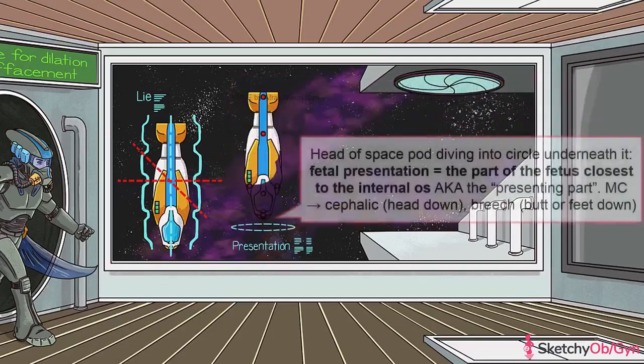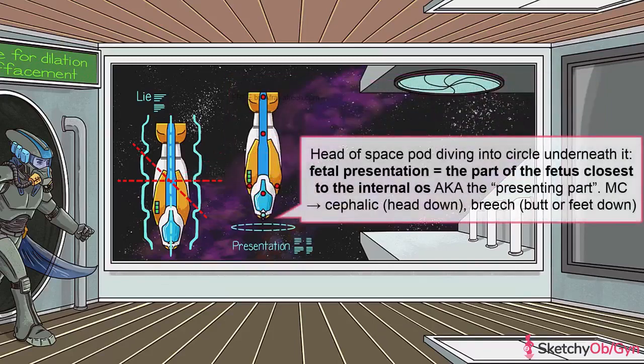Fetal presentation refers to the presenting part, or which part is closest to the internal os. It's the part that presents at the vaginal introitus first during delivery. The two most common presentations are cephalic and breech. A cephalic presentation means that the fetus is head down. Breech means that either the feet or the butt is the presenting part.